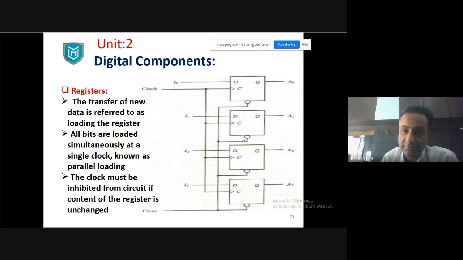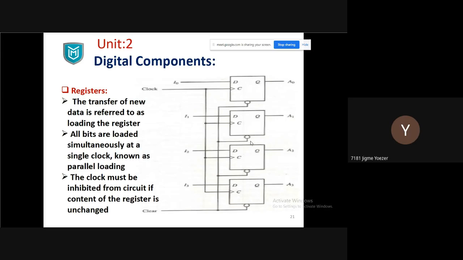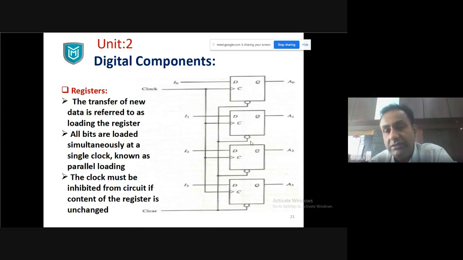Why four? Why not eight? Why not three? Why not 10? Because just now I told you, 2 to the power n, sir. Yes, that is one thing. And the second thing, it is a nibble. One nibble is 4 bits. I want to store 4 bits, never too many. That's why we are going to use 4 bits, not only because of 2 to the power n, of course.